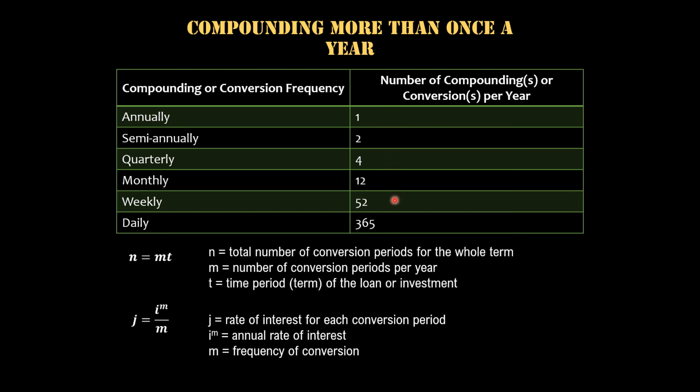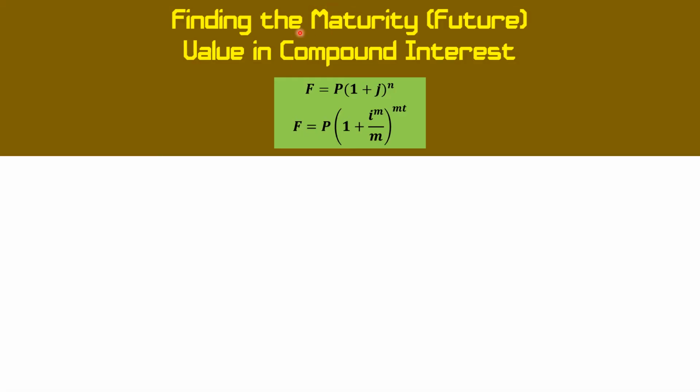Okay? So, now let's use these two new variables in our new formula kapag ang interest ay compounded more than once a year. Okay, let's proceed. So, finding the maturity or future value in compound interest. Ito na yung magiging new formula natin. Future value is equal to present value or principal times (1 plus j) raised to n, kung saan yung j is equal to i raised to m all over m, and then yung n is equal to m times t.